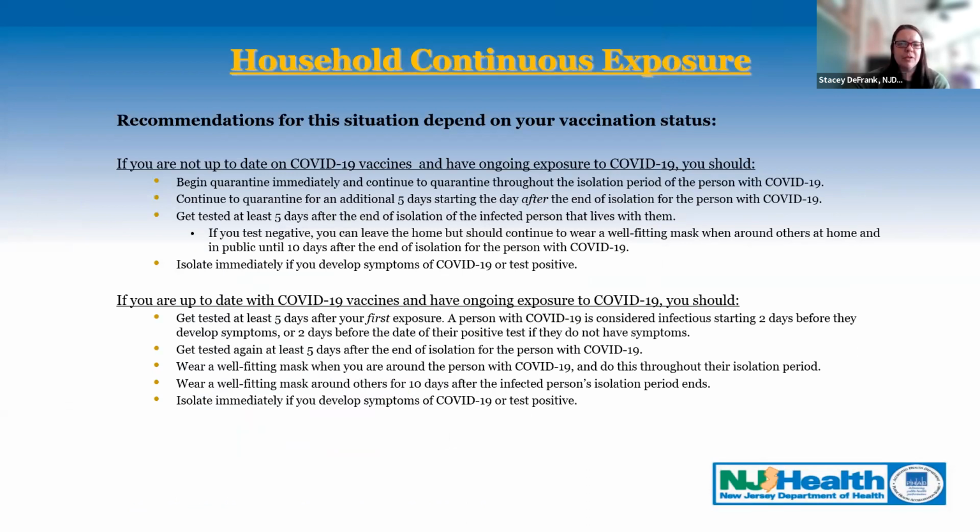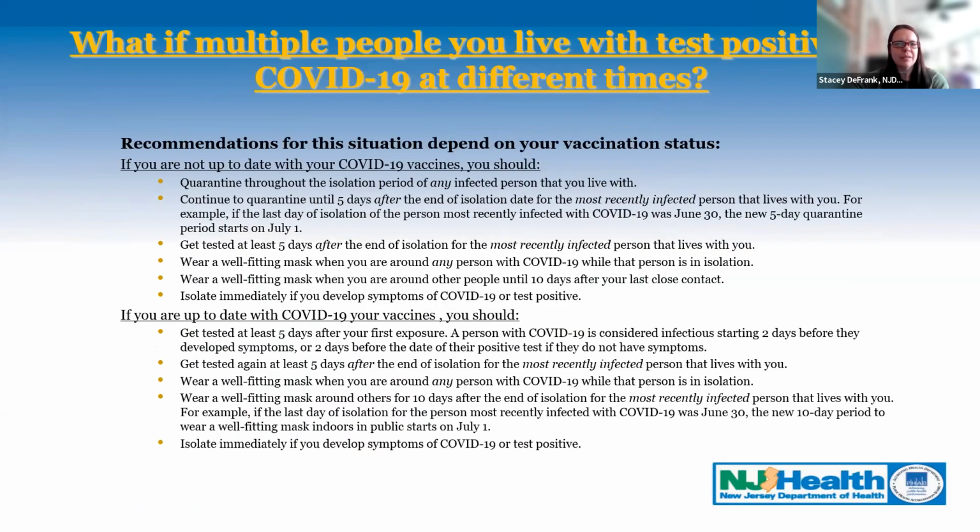CDC has gathered information regarding household contacts and continuous exposure. So you'll be provided with this link in the PDF so you can refer to that CDC webpage. And this slide and the next slide discuss the recommendations for household contacts and continuous exposure. And this is additional information from the CDC website that says what to do if multiple people you live with test positive for COVID-19. You can find this information on the CDC quarantine and isolation page.